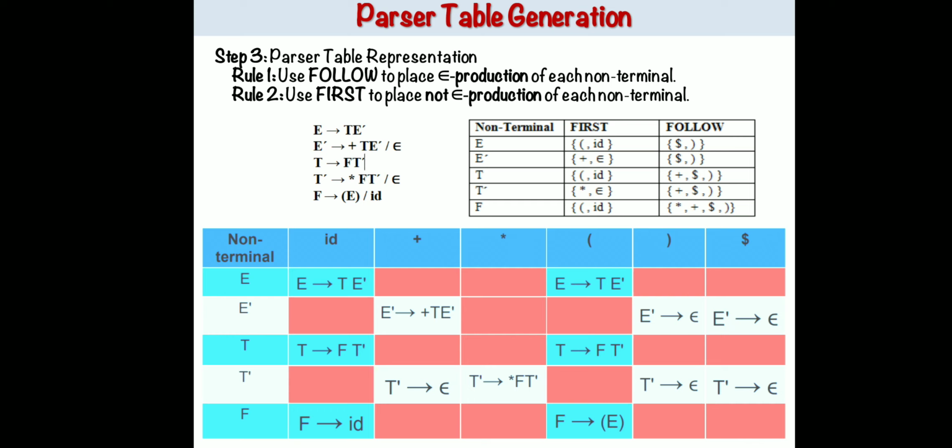In the other columns we will write T dash arrow null for the follow functions. And lastly for F, first of F does not contain null, so F arrow ID, and F arrow open bracket E close bracket. Where there is ID we will write the production F arrow ID. Where there is an open bracket we will consider F arrow open bracket E close bracket.